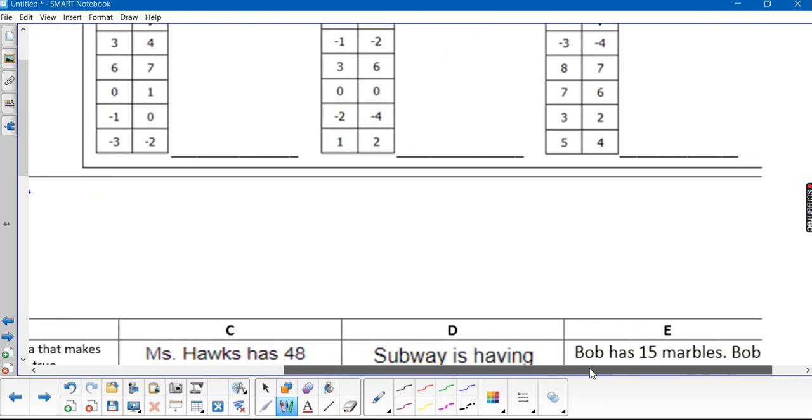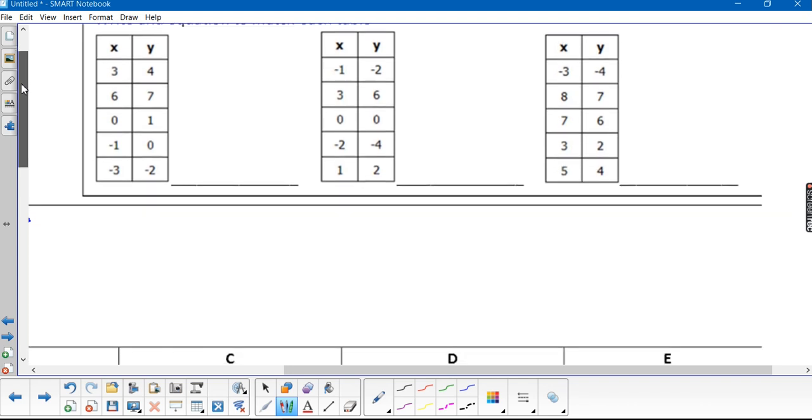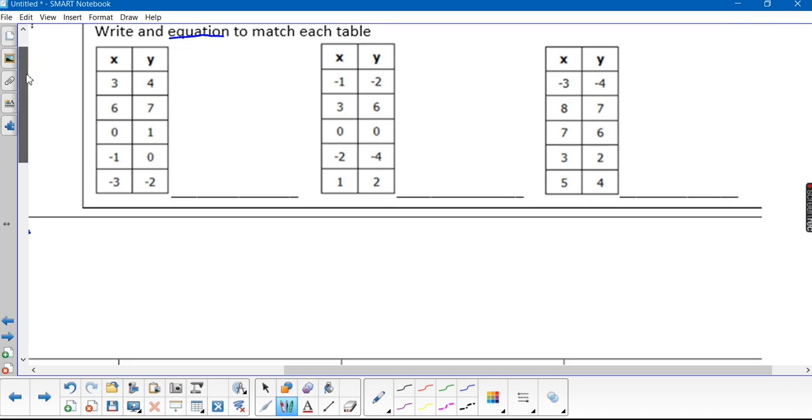Slide over here. Remember, you can pause these things if I go too fast. The only bad thing is you can speed them up if I go too slow, but don't speed them up too much. It says write an equation, meaning we got to have an equal sign, to match each table.